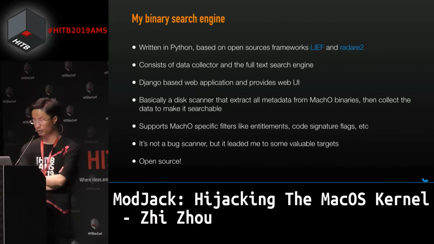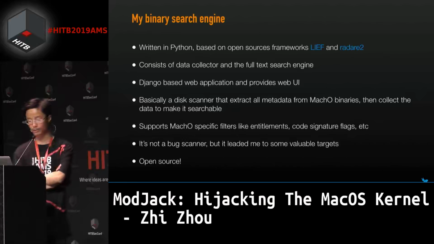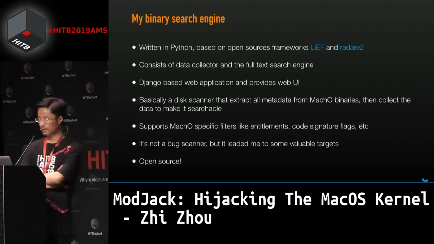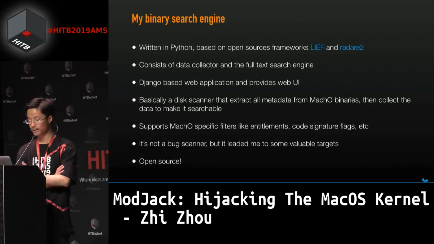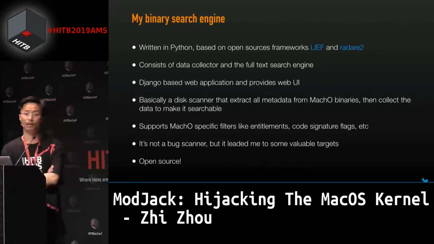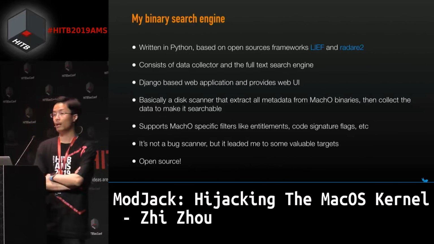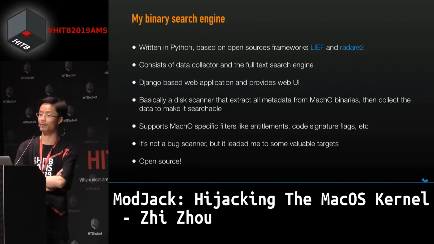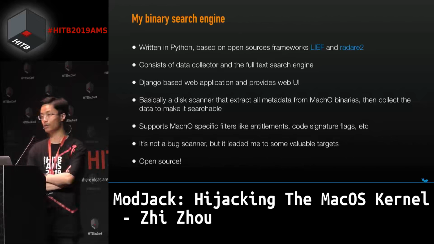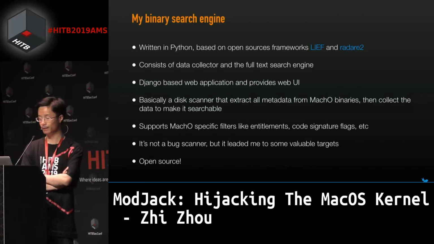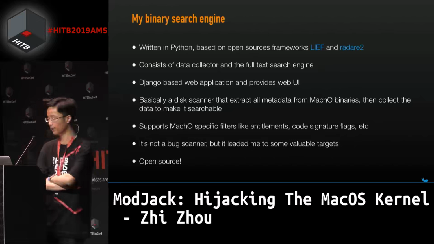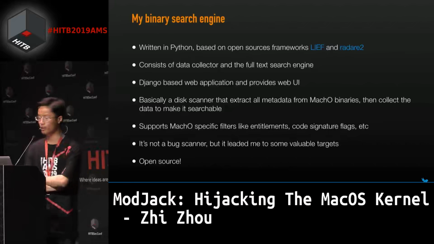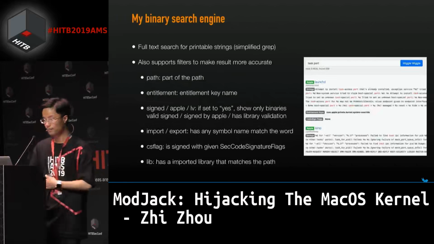I will show the example then. It only supports Mach-O formats now, as well as their entitlements, code signature flags, and so on. It is not a bug scanner. You have already seen the QL presentation at HITB this year. That was a real search engine for bug discovery, but my search engine is just a metadata search. It's not a bug scanner, but it can lead me to some valuable targets, and it's now open source.